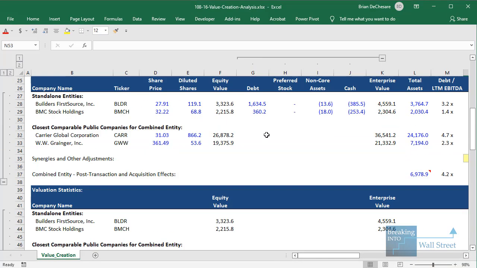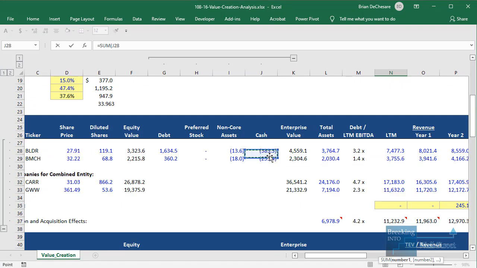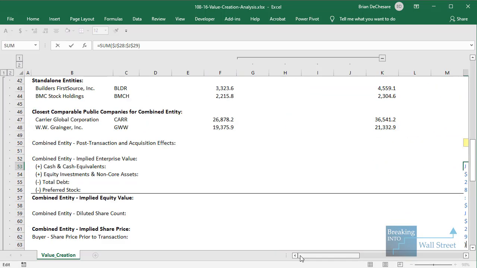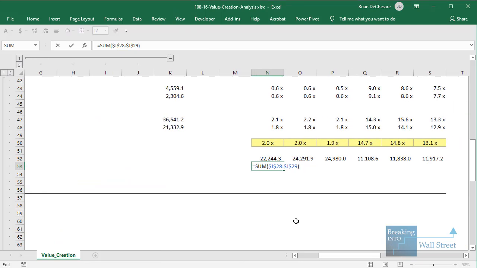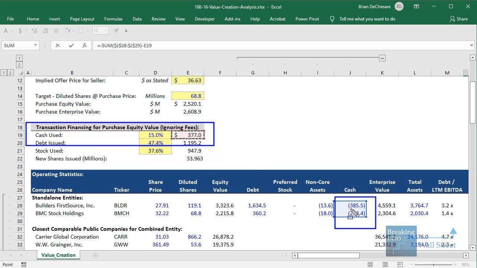We have the company's separate financial metrics up above. So for the cash and cash equivalents, let's just go up and add them right here. Since we're going from enterprise value to equity value, we actually want to flip the sign on the cash and the equity investments and non-core assets and the debt and the preferred stock. So with all of these, I'm going to enter this summation. I'll flip the sign on it, and then we'll go up. And since we are using some cash to fund this deal right up here, it means that our combined cash balance is going to be lower. So it's not just going to be the 385 plus the 253 here. We actually have to subtract the 377 million of cash that is being used to fund this deal.